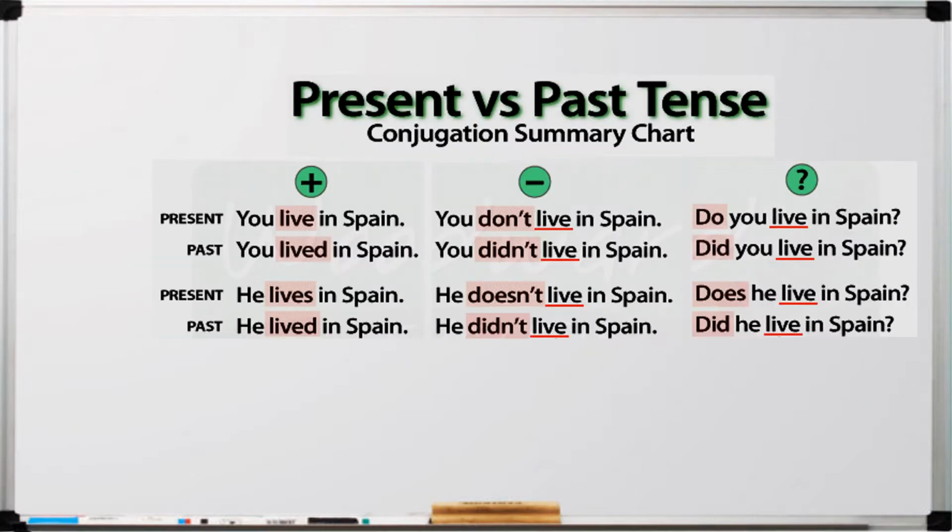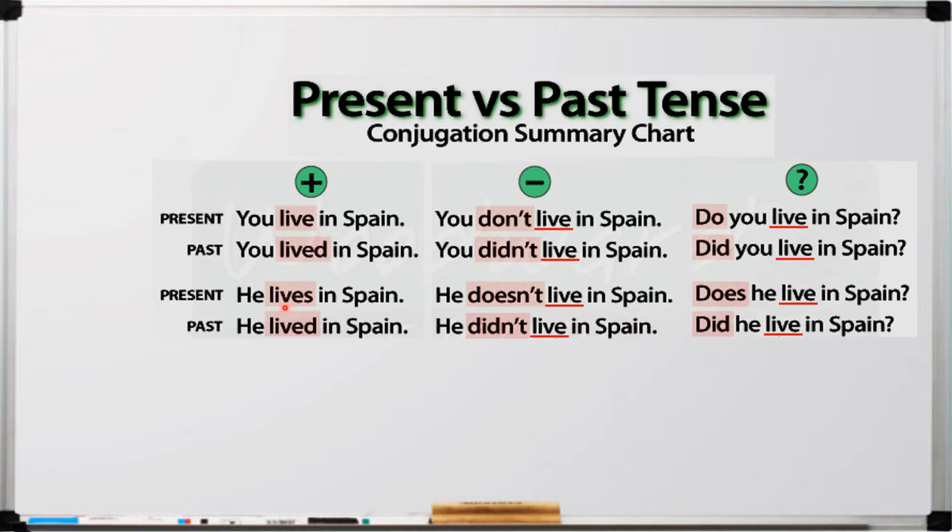Look at this comparative chart. It is a summary of the conjugation, and as you can see, we have some present sentences in affirmative, negative, and question form, and past sentences in affirmative, negative, and question form. Pay attention to the verbs. You live in Spain. That is said in present.